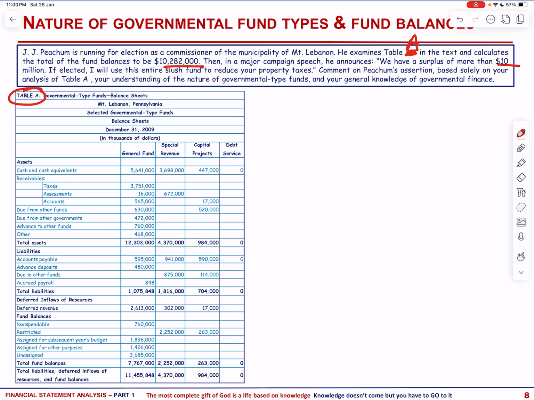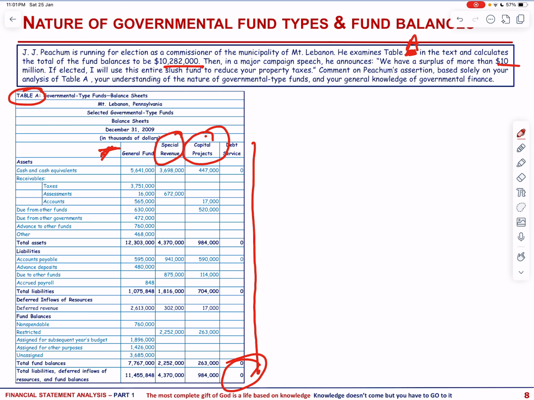We have the table A over here, and we have all the relevant information. Your understanding of the nature of governmental type and your general knowledge of governmental finance. So Peasham may not be able to accomplish everything he wants, but he could achieve part of it for some interesting reasons. If you look at the balances in the special revenue fund and the capital project funds, they are legally restricted, so they cannot be used for other purposes at all. So that goes away from our discussion. The debt service has a zero balance, so all that is left is in the general fund.